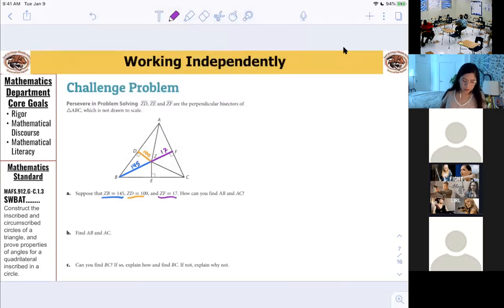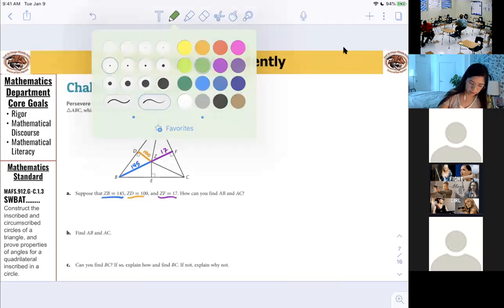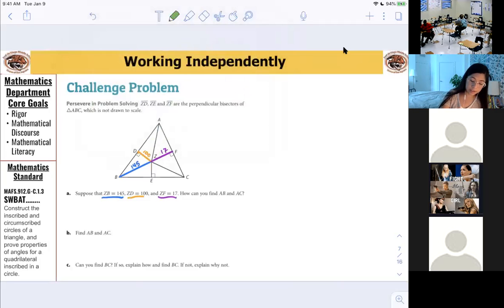Okay. Question is, how do you find AB and AC? Oh, also Z is the midpoint once again. Wait, not midpoint. Z is the circumcenter. Circumcenter, yeah. Okay, so let's strategize. How would I find AB and AC?